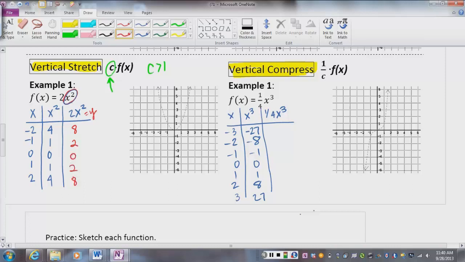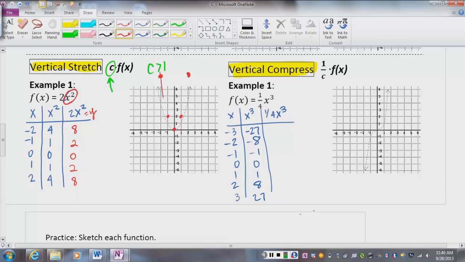We're going to plot these and compare them against our parent function, which in this case is y equals x squared, which forms that parabola. So let's plot them and compare. 8 is going to be somewhere up here. My second point has the coordinates -1, 2, which is here. 0, 0, 1, 2, and 2, 8.